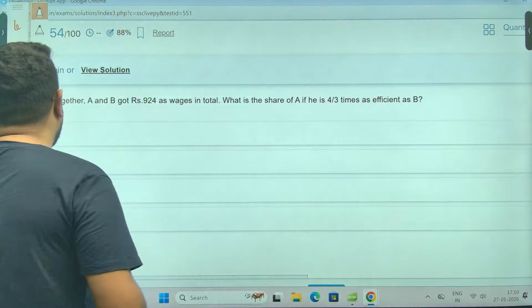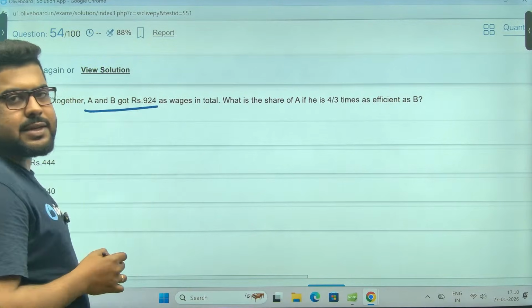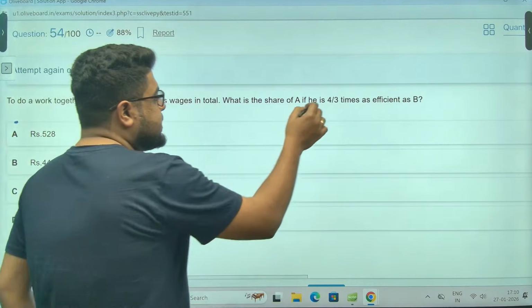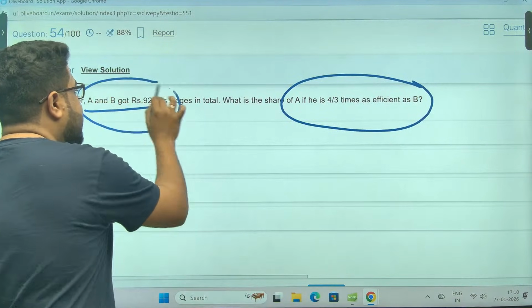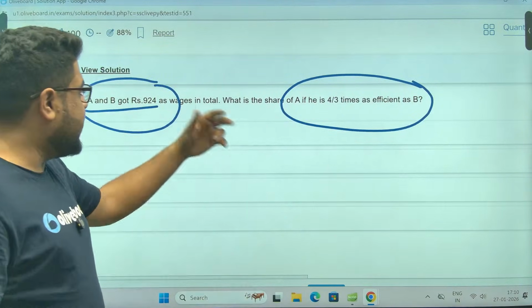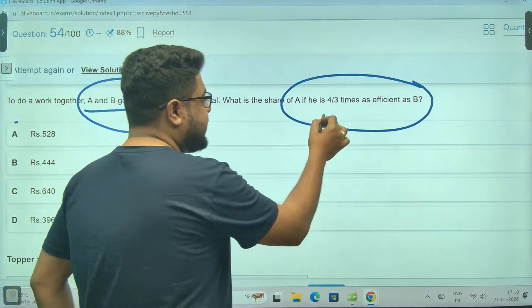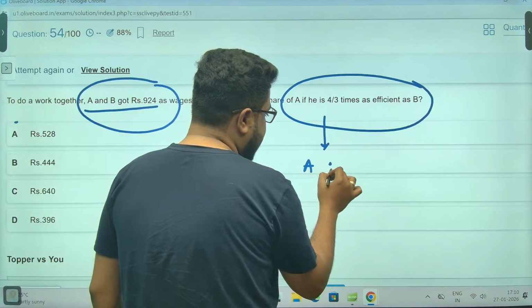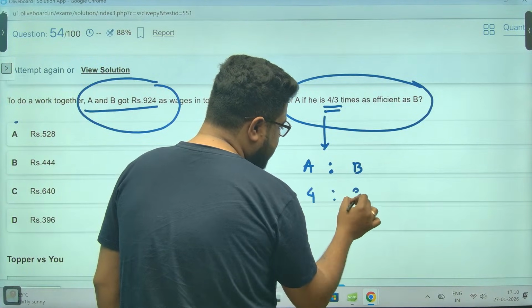Sir, next one. To do a work, A and B, wage question, sir. This much wage. Sir, efficiency ratio, always remember, if both are working for the same time, wage gets distributed according to the efficiency ratio. Sir, what is the efficiency ratio? A is to B, 4 by 3 times, meaning 4:3.